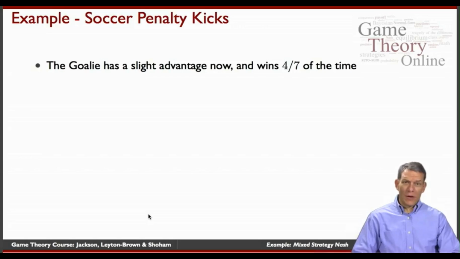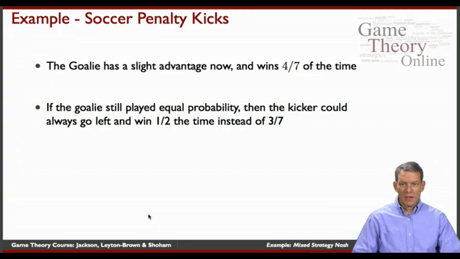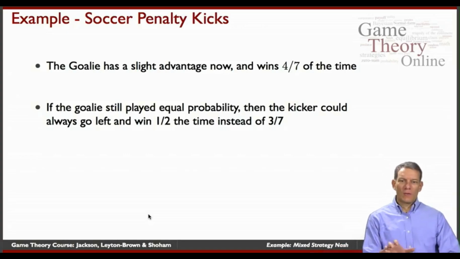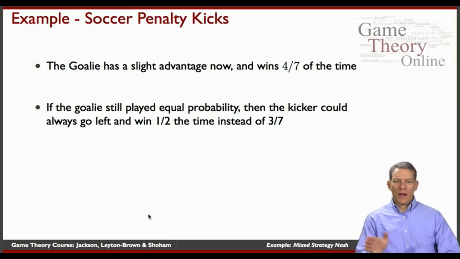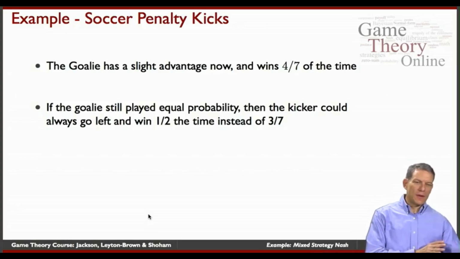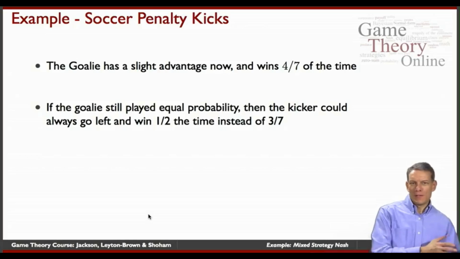So the goalie now actually has a slight advantage. If you go through and calculate the probability that the goalie is going to win, they're going to win 4/7 of the time in this match. And we can think, what would happen if the goalie actually just stayed with their old strategy of still going 50-50? Then the kicker could always go left and win half the time instead of 3/7. So the goalie has to make an adjustment because they have to defend more to the left side, because now the kicker has a better chance of winning on that side. So the goalie goes more in that direction.